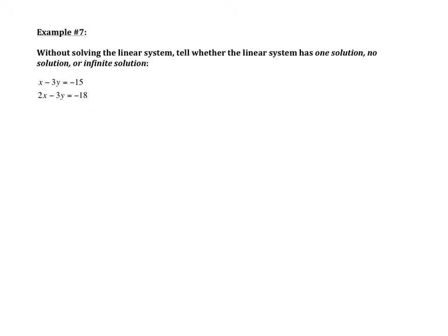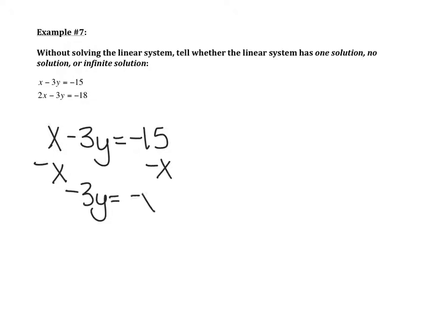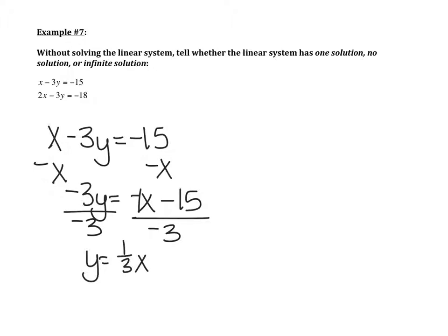And finally, our last example, number 7. Same instructions: without solving the linear system, tell whether the linear system has one solution, no solution, or infinite solutions. So again, we take each equation and get y by itself. So we have x minus 3y equals negative 15. I'm going to subtract x from both sides. So I have negative 3y equals negative x minus 15. Divide both sides by negative 3. So I have y equals, remember there's a 1 in front of there, so negative 1 divided by negative 3 is positive 1/3, and negative 15 divided by negative 3 is positive 5.